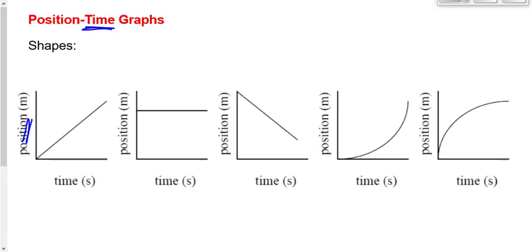The third one is straight line, but sloping downwards. Yeah, good. This is a constant negative velocity. It doesn't mean it's going backwards. It just means it's going in the negative direction.